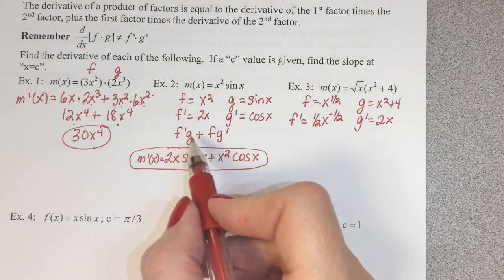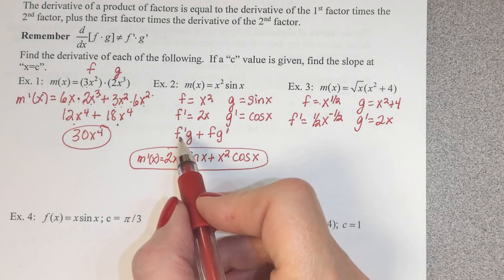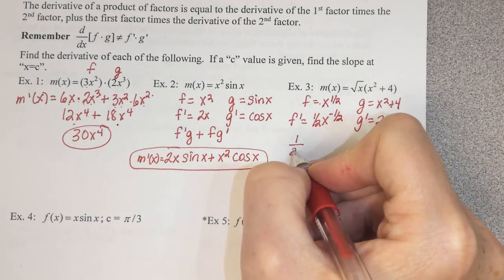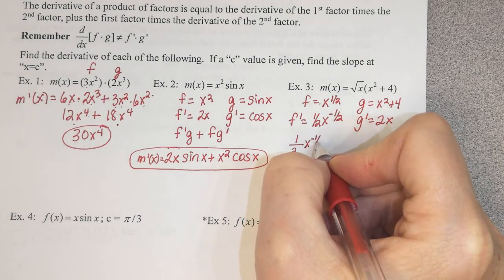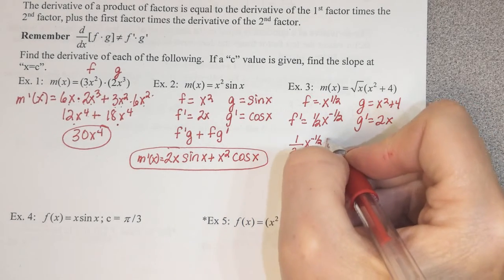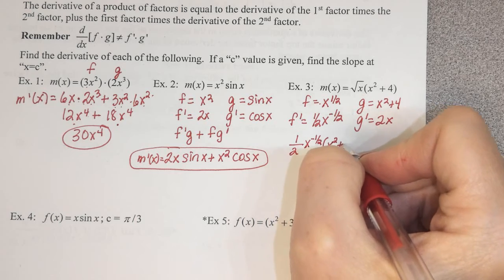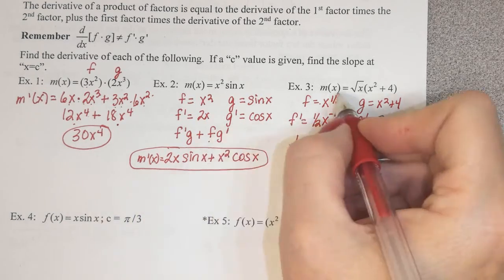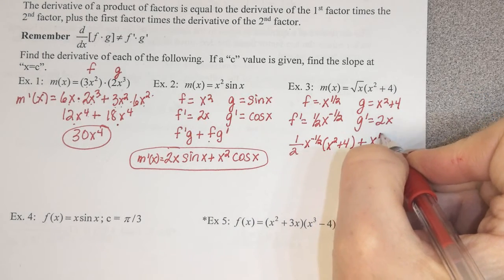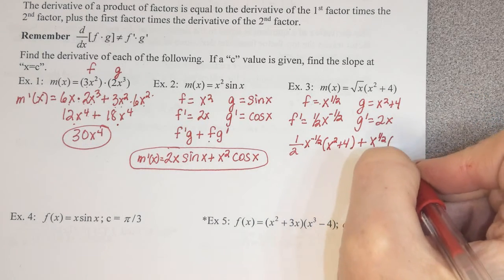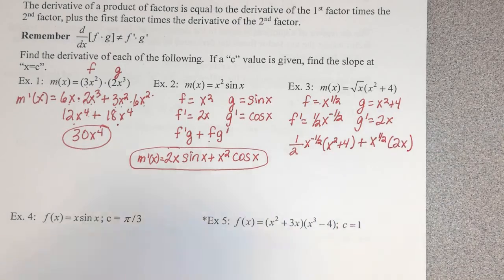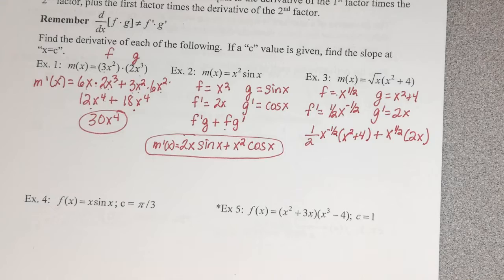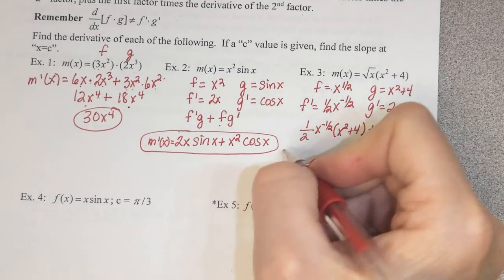And now we can just look over here at the formula. So it's going to go f prime times g plus f times g prime. Okay, now simplifying this is a little bit tougher.